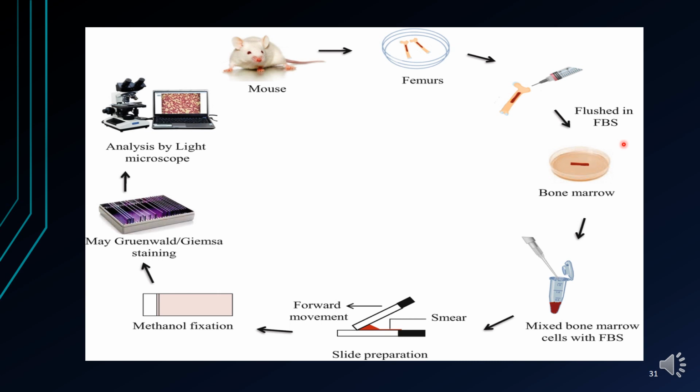Then the bone marrow suspension is prepared. It is again centrifuged, and after the centrifugation, the smear is prepared on the slide, and then fixation is done using methanol. After the fixation, it is treated with some intercalating dyes like Giemsa staining. Then after the staining, it is evaluated microscopically for the presence of the chromosomal aberration.